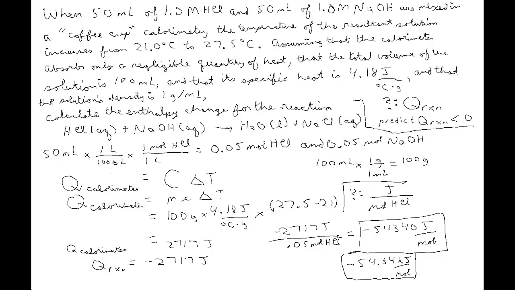So who was absorbing the heat in this problem? Remember they said that the calorimeter itself was absorbing a negligible quantity of heat. By that they meant the solid parts. So which part is absorbing the heat? It was the solution that was absorbing the heat, right? They said that the solution is 100 milliliters and its specific heat is 4.18. That means that it was the watery solution that was absorbing the heat. You don't expect the styrofoam cup to change temperature very much. That was a way of simplifying this problem.